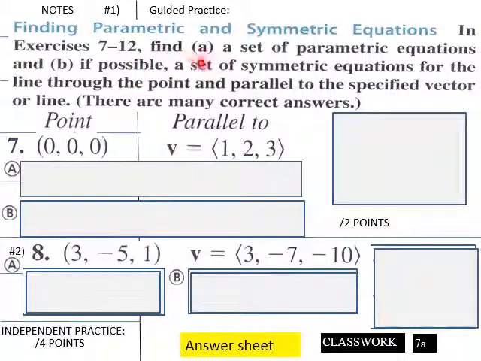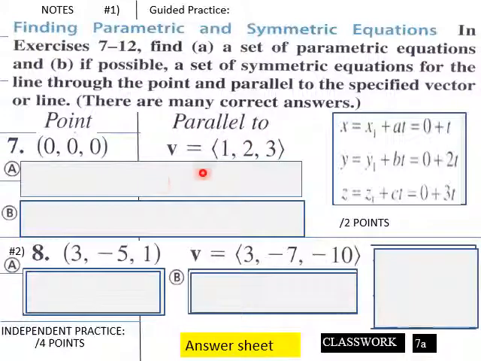So let's try one. For these 7 through 12, find a, a set of parametric equations, and b, if possible, a set of symmetric equations for the line through the point and parallel to the specified vector or line. So here's our point, and it's parallel to this line here.